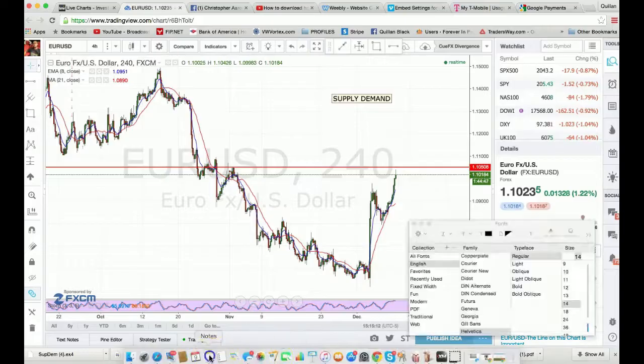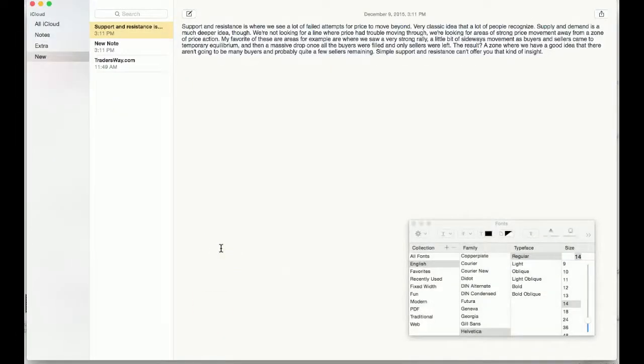Okay, so what is supply and demand? Pretty much it's similar to support and resistance, but you could kind of consider it like a level 2 compared to support and resistance. But right here, I pretty much explain how different it is and how it could help you. Support and resistance is where we see a lot of failed attempts for price to move beyond. A very classic idea that a lot of people recognize.